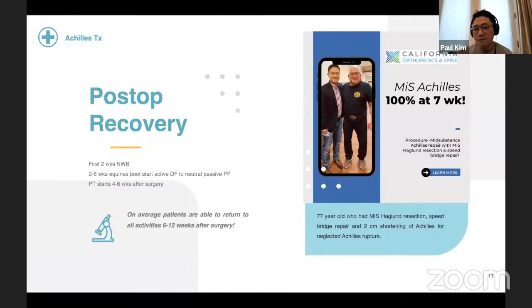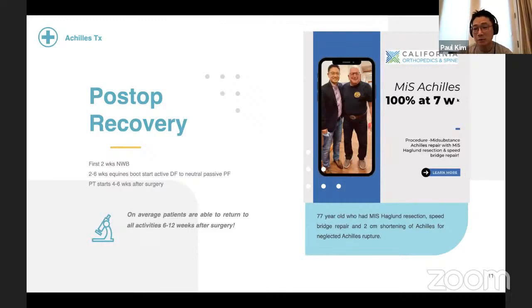Now, this is a pretty interesting gentleman. He's a 77-year-old who had a MIS Haglund resection with speed bridge repair, and I shortened his Achilles by 2 centimeters. Why? Because he had a neglected Achilles rupture that actually healed elongated. So I treated his Achilles rupture about 3 months out. And at 7 weeks, he was 100%.